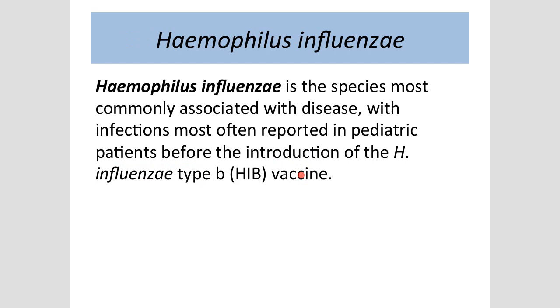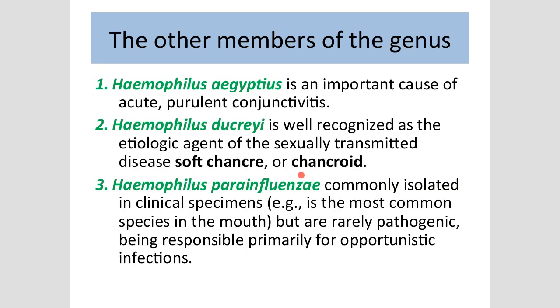Haemophilus influenzae is important because it is very common in infections of pediatric patients, but now we have a vaccine to give to kids, which is called HIB. That's what I told you earlier, the influenzae type B vaccine. Don't ask me if it's a typo. There's no typo there. It's meant to be HIB.